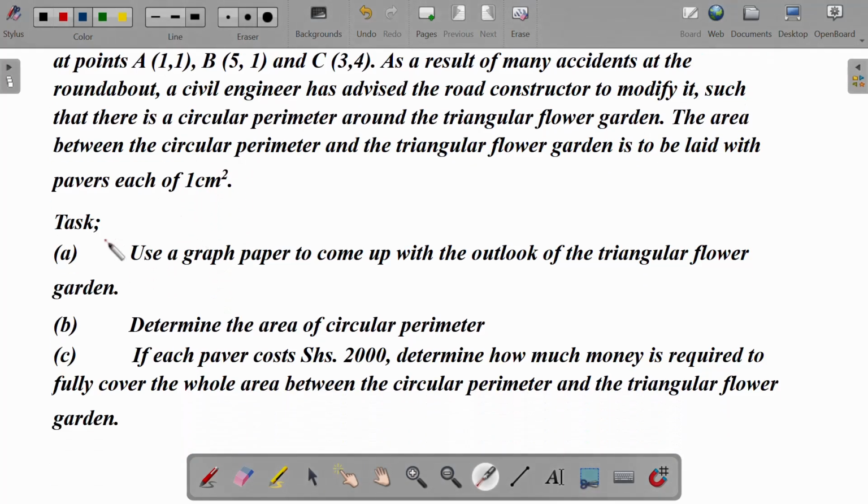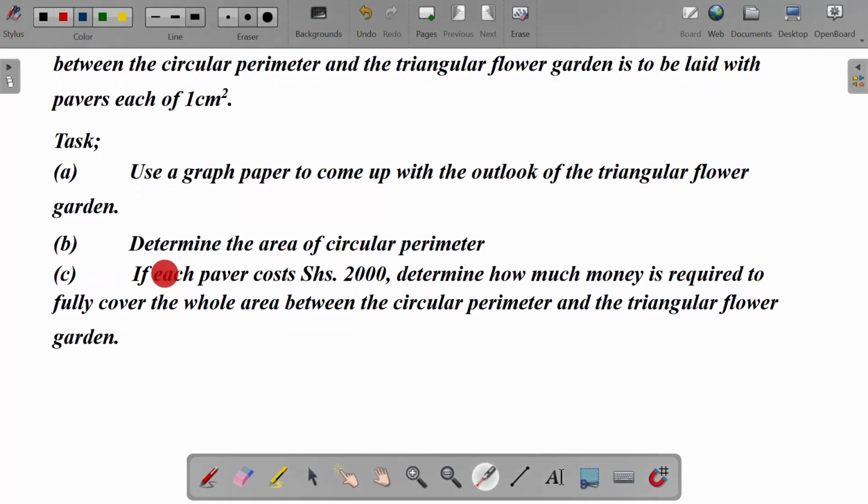Then we have our task. Part A, use a graph paper to come up with the outlook of the triangular flower garden. Part B, determine the area of the circular perimeter. Part C, if each paver costs shillings 2,000, determine how much money is required to fully cover the whole area between the circular perimeter and the triangular flower garden.